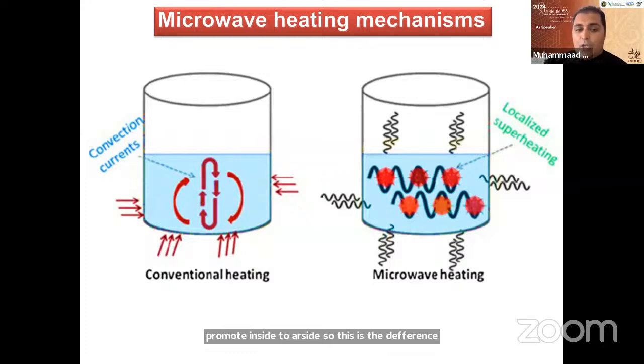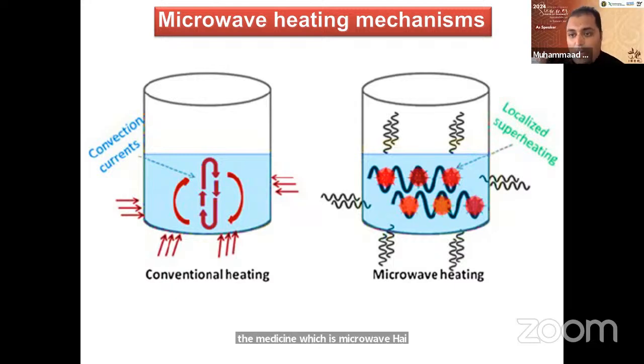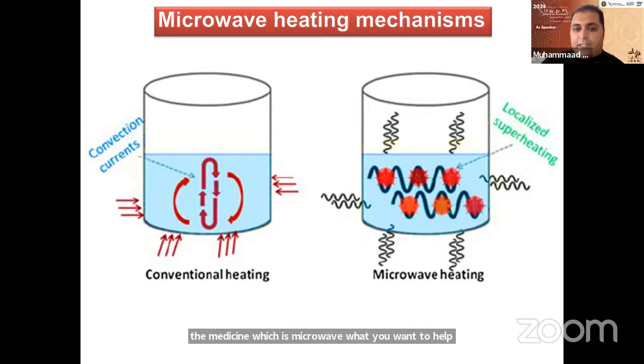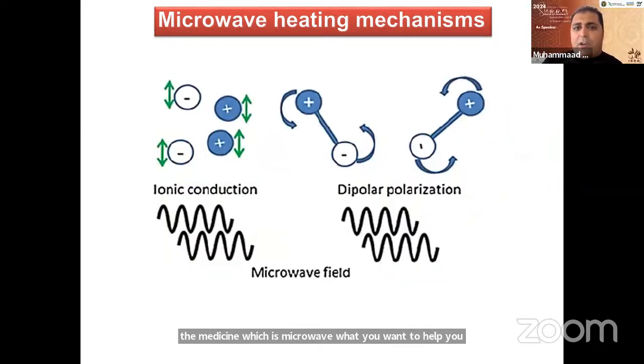So this is the difference between conventional heating and microwave heating. In conventional heating, you heat first what you don't want to heat, like the vessel, the utensil, but you want to heat the material which is in the container. Instead, in microwave, you heat first what you want to heat. So the material gets heated first because the heat is generated inside.